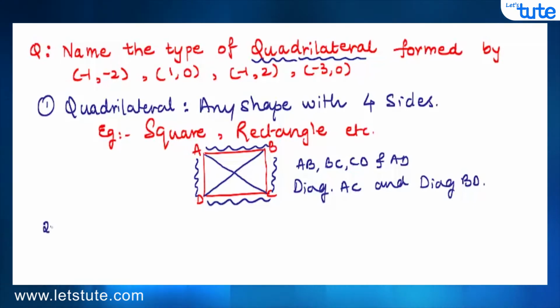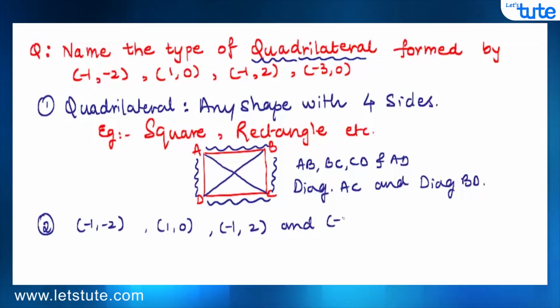Here we are given 4 points: (-1, -2), (1, 0), (-1, 2) and (-3, 0). These 4 points are forming a quadrilateral and we need to find the type of quadrilateral. Okay, so let us understand this scenario with a real life example.